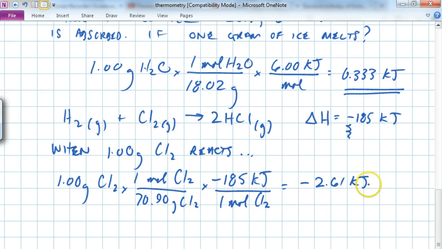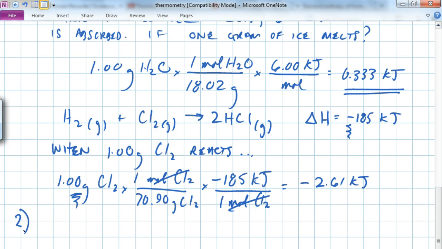Now notice, I'm not going to write kilojoules per mole in this case. The moles canceled out here. This is kilojoules that are released from 1 gram. So that's the first rule. Just remember that the heat absorbed or released depends on how much of the substance is reacting or melting, whatever it is. It's proportional to the amount.